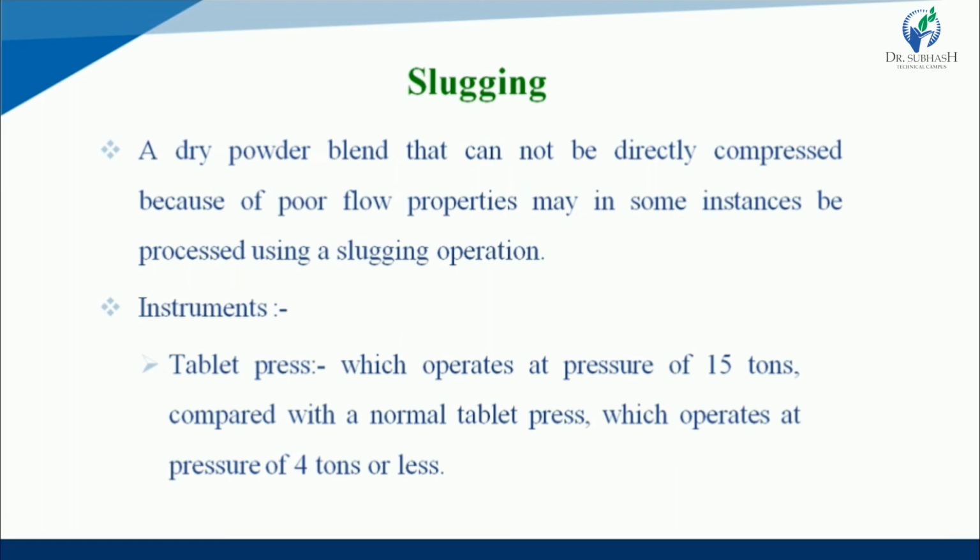Which type of equipment is required for slugging purpose? A tablet press which operates at a pressure of 15 tons, compared with a normal tablet press which operates at a pressure of 4 tons or less. So a tablet press is required which operates at a pressure of 15 tons compared with the normal tablet press that operates at 4 tons or less.